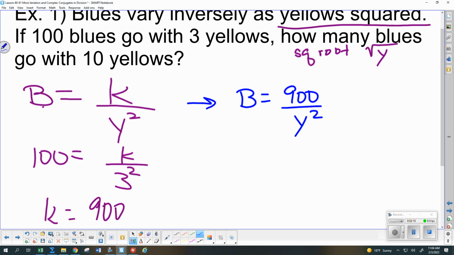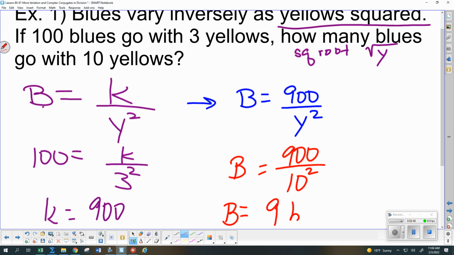Now we want to know how many blues. If we have 10 yellows, so we put 10 in for the Y. Everybody solve this real fast. And then I'll have you shout out your answer on that one also. 1, 2, 3. So 900 divided by 100 is 9, and label it 9 blues, not just B equals 9. Any questions with that?